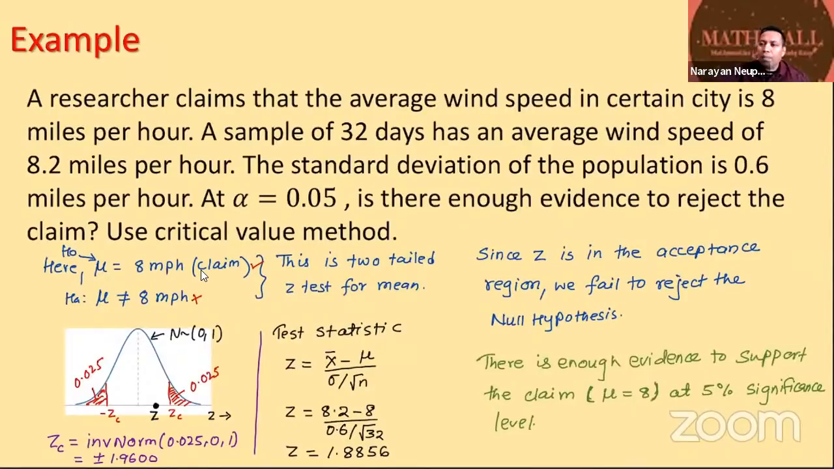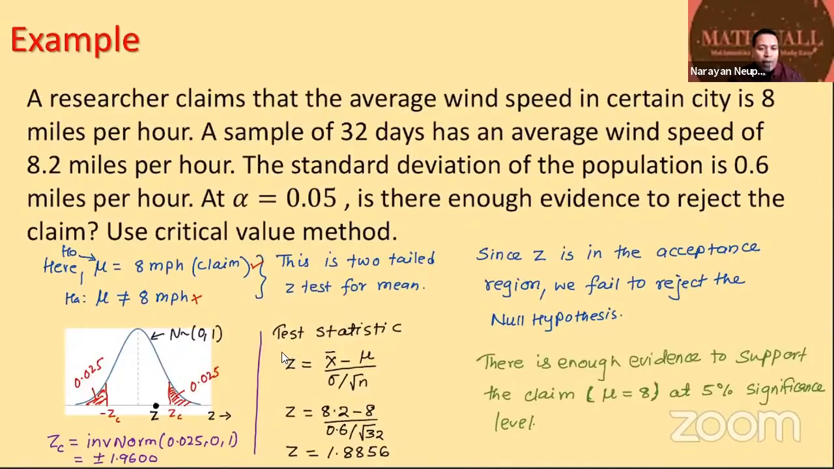So this is how we can perform hypothesis testing using the critical value method. You can clearly see we found the critical value here. We got the test value, and we have the critical value to separate the acceptance region from the rejection region.